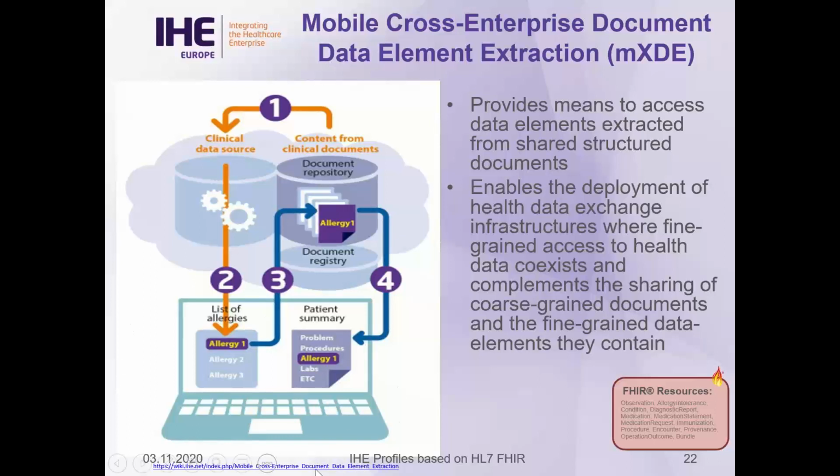In that case, I have an EMR at the bottom that says, please, transaction number 2, I would like to see a list of allergies for those patients. And it is the central clinical data source that is going to go into the document repository and extract from the documents the allergy entries and return a list of allergies. This can be done on the fly.